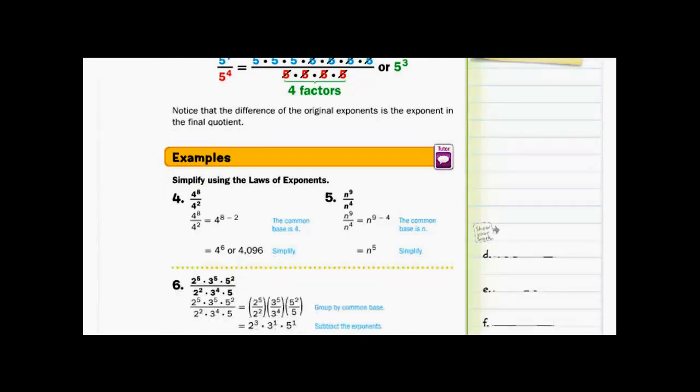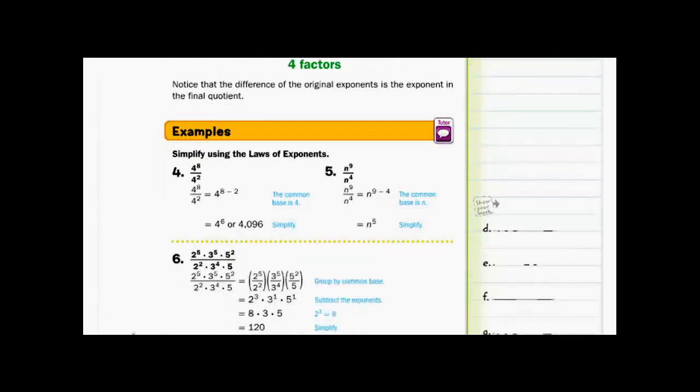Example 4. Simplify using the laws of exponents. 4 to the 8th divided by 4 squared. I have like bases, so I can subtract the exponents, 8 minus 2, and get 4 to the 6th. You do not have to work that out. Next, 7 to the 9th divided by 7 to the 4th. Like bases, I can subtract the exponents because I'm dividing: 9 minus 4, 7 to the 5th. This one, 2 to the 5th times 3 to the 5th times 5 squared divided by 2 squared times 3 to the 4th times 5.